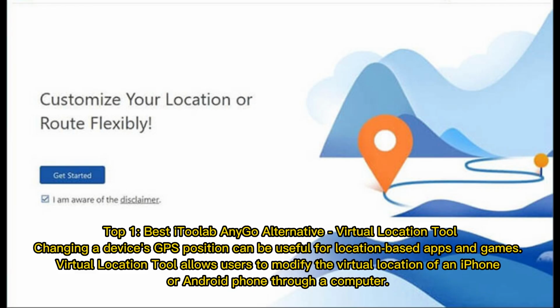Top 1. Best iToolab AnyGo Alternative, Virtual Location Tool. Changing a device's GPS position can be useful for location-based apps and games. Virtual Location Tool allows users to modify the virtual location of an iPhone or Android phone through a computer.